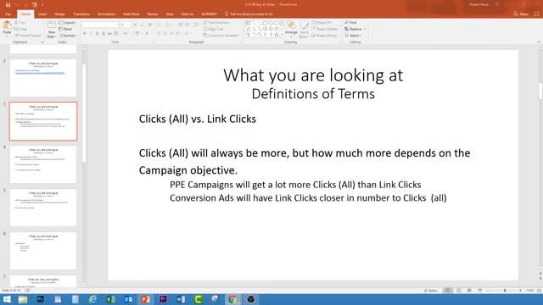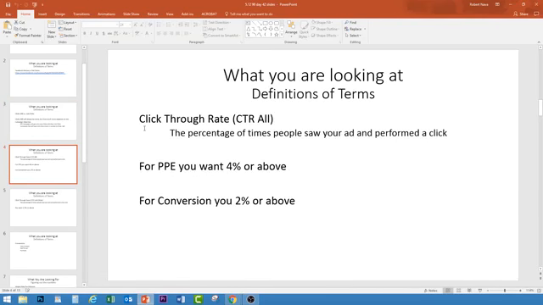Okay, so the next definition after clicks would be the click-through rate. And this is the next important one. Remember, there's, what was it, 100 definitions on that page? We're only going to go over two or three of them. We're just looking at the most important, and the most important are your clicks and your click-through rate.